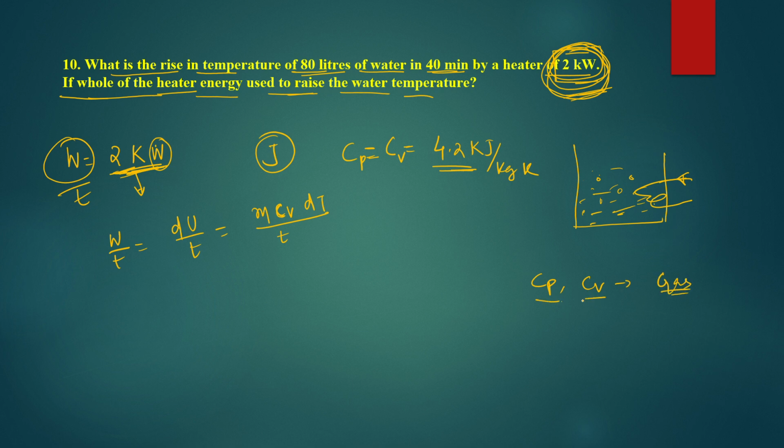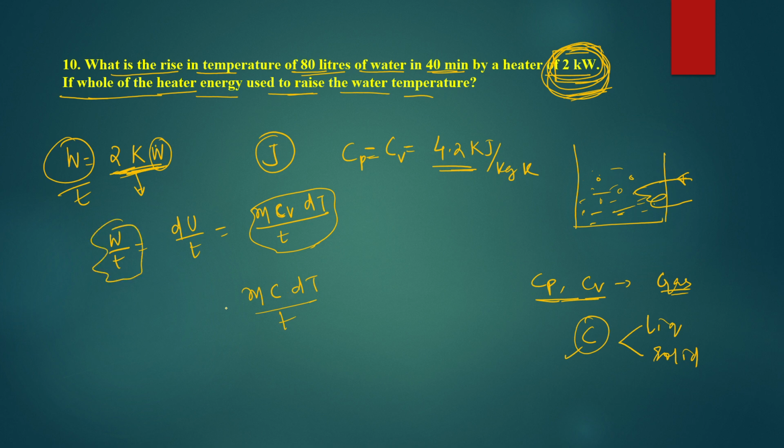But these two values will be equal when we are talking about a liquid or solid, right? For liquid or solid there is only one specific heat, that is C. So when we are talking about this particular liquid, that is water, we simply have to consider the C value, mc dt, obviously, and T is there. So we know this particular value, and this is equal to this term.